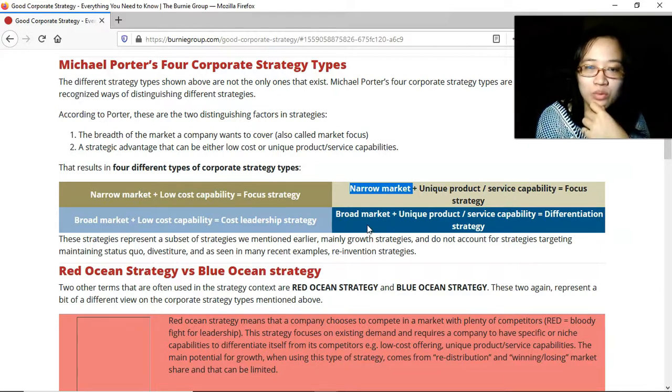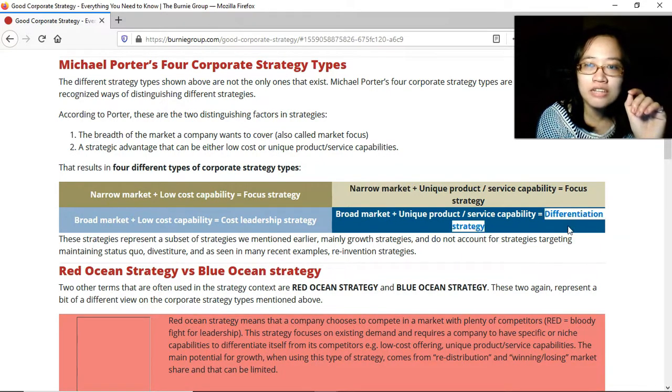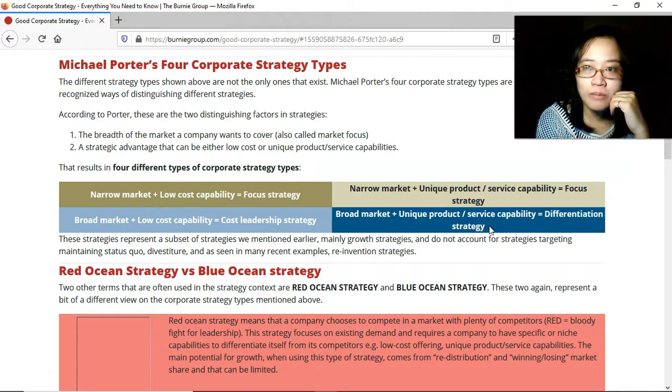And then the last one, broad market, pangkalahatan. Tapos, unique product or service capability. Okay, kahit sinong tao pwedeng maka-avail nito, but of course, with regards to the market or the competition, merong something unique about this product or service. Ito naman, differentiation strategy. Okay? In a way, ito, differentiation strategy, okay lang din na mag-price siya ng much higher kasi you have your unique product naman or service capability. If I'm going to give an example, for example, Apple, right? Broad market, tapos very unique yung kanilang product, right? Apple products.